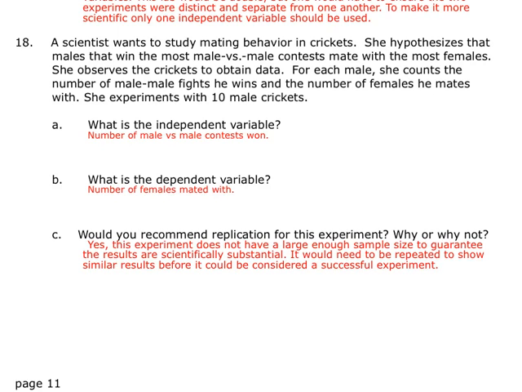Okay, so she hypothesizes that males that win the most male-to-male fights mate with the most females. So the independent variable then, again, this one she's not really manipulating, she's just setting it up, and the males are fighting each other, but it would be the number of male-to-male contests. That would be the independent variable, okay, because that leads to the ability to count how many females they get to mate with.